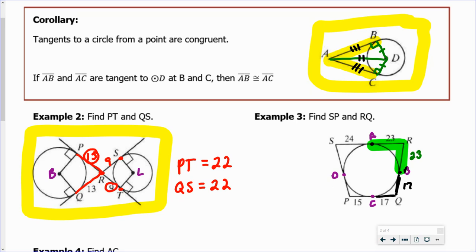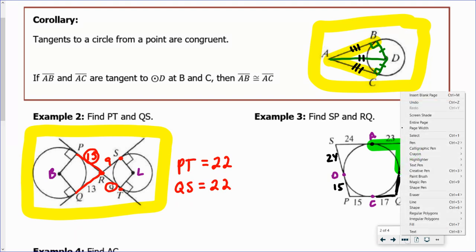PD and PC are going to be the same length. And then SA and SD are going to be the same length as well. And again, all for the same reason. Those segments are all tangent to the circle, and each pair originates from the same point. So now we just need to find the length of SP.